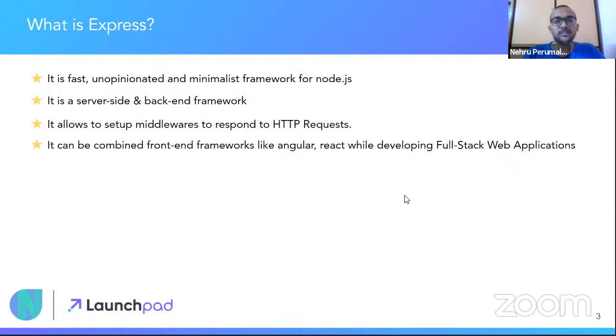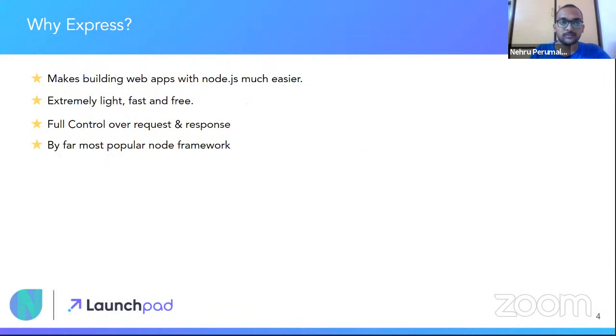What is a full-stack application? It includes a front-end, a back-end, and a database. For front-end, we already have some frameworks called Angular and React. For back-end, we have a framework called Express. There are other frameworks also, but Express is the best performing and the fastest, the famous one until now. Okay, this is all about Express.